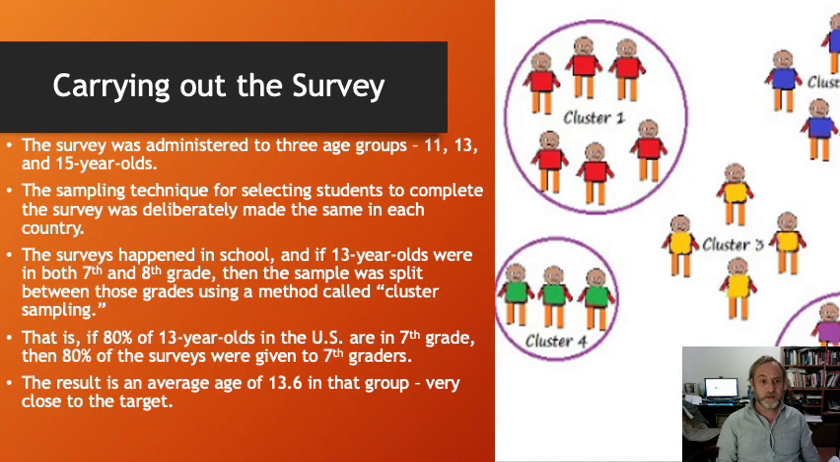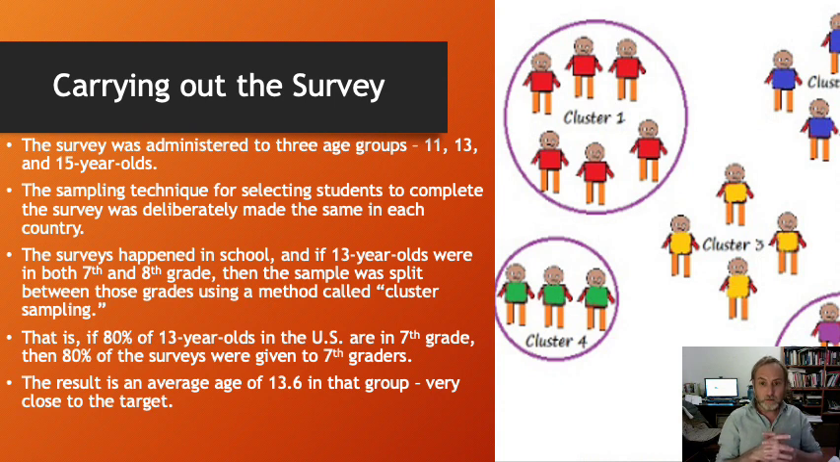So the survey was administered to 3 age groups: 11-year-olds, 13-year-olds, 15-year-olds, right? Fairly specific. And they used the exact same sampling technique in each country. It was a very specific sampling technique we'll see is called cluster sampling, right? So the surveys happened in schools, right? And they would do it by classroom, right?